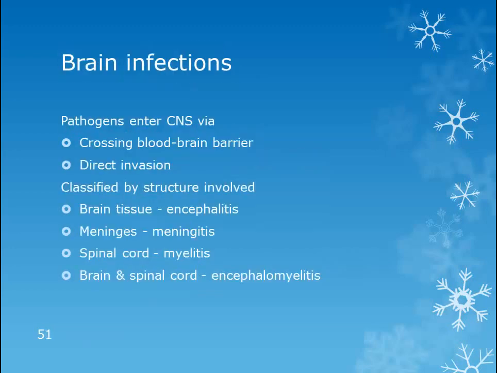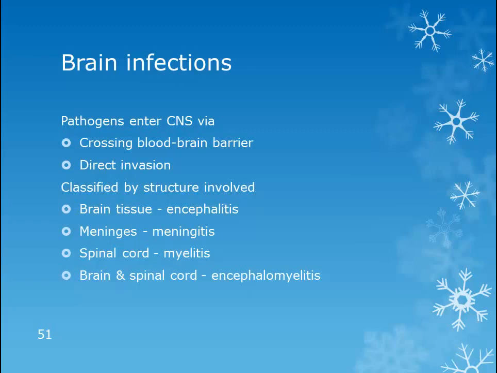Now for a review of brain infections. Pathogens enter the central nervous system via crossing the blood-brain barrier or by direct invasion. These infections are further classified by the structure involved. If the brain tissue is affected, it's called encephalitis. If the meninges are affected, it's called meningitis. If the spinal cord is affected, myelitis.